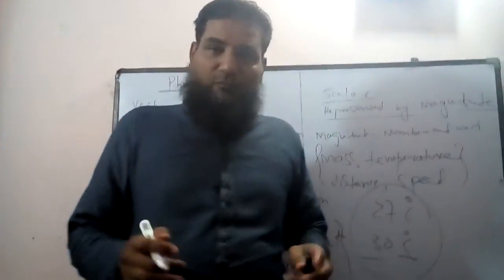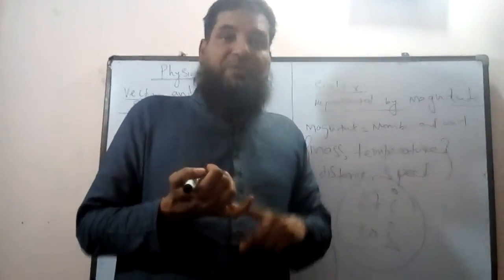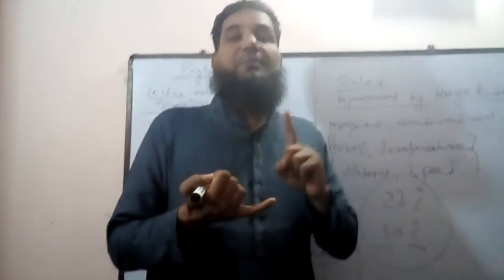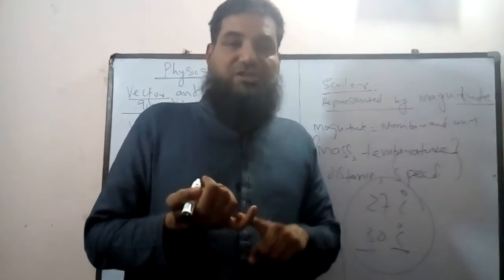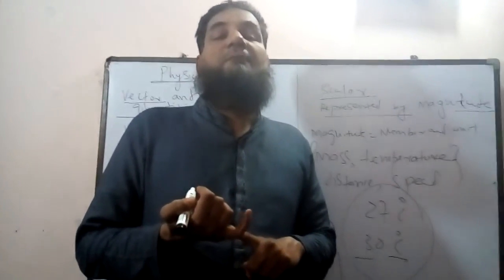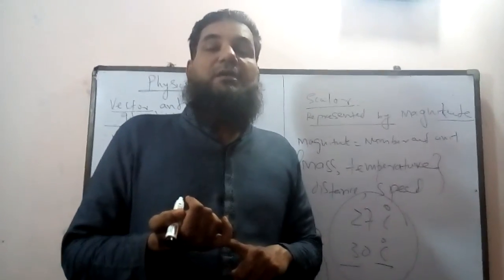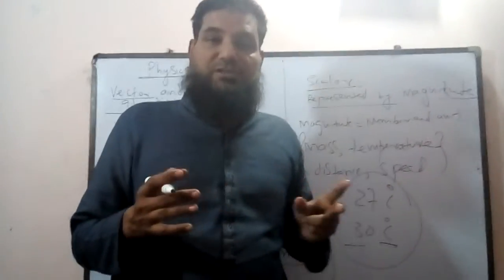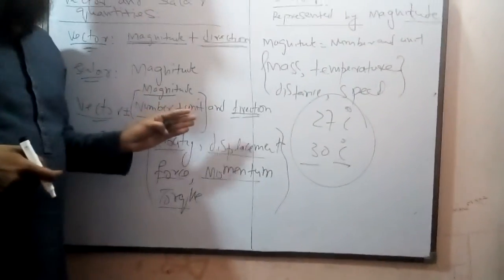Okay, now is it clear? What are the vector? What are the scalar? Vector means quantities which are represented by magnitude and direction. Scalar means quantities which are represented by only magnitude. There is no need of direction. Here I wrote some examples of the vector and scalar quantities. Clear?